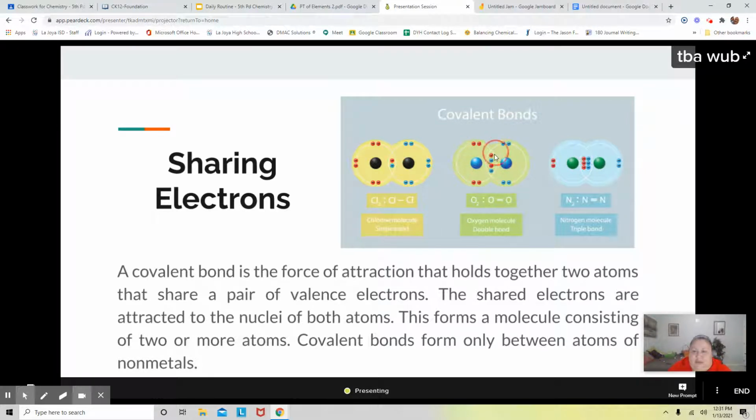In the case of oxygen, Irvin, how many are they sharing here? Four. How many pairs is that? Two. If you're sharing four electrons or two pairs, you can call it a double bond. In the case of nitrogen, what do we got here? Three pairs. That's also now known as a triple bond. Very good. Thank you, sir.